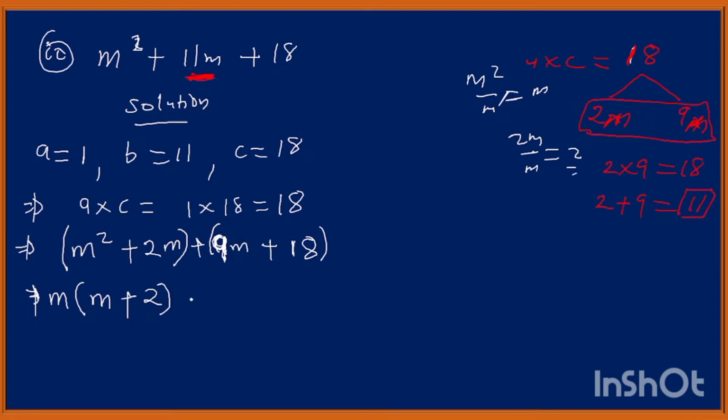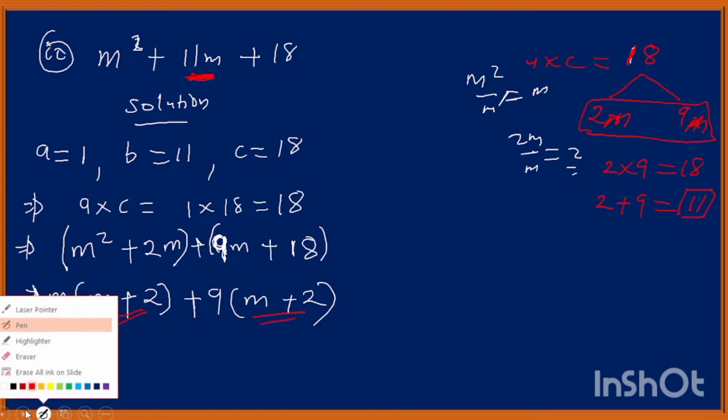Plus, what is common between 9m and 18? What is that number that can divide both of them without a remainder? That is 9. 9m divided by 9 gives m, and 18 divided by 9 gives 2. As I told you before, one trick to identify that what you're doing is correct: what you have in this bracket should be the same as what you have in the other bracket. We have m plus 2 here, and m plus 2 there. So what we are doing is correct.